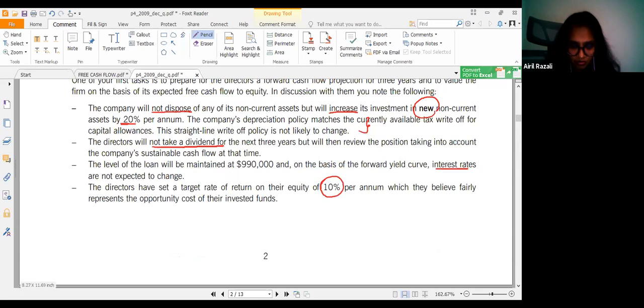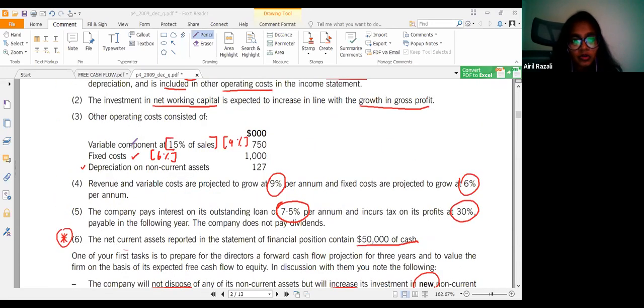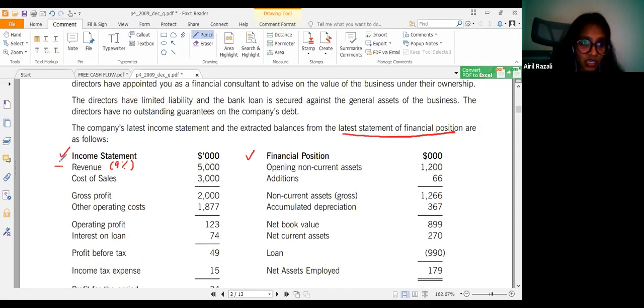Now to start this question, my advice to you, whenever you have information that is already given by the examiner, is to look at the financial statements. Your financial statement that was given to you here starts from revenue. There are two ways you can do it. Your revenue and your variable cost growth is 9%. That means your contribution will also grow by the same percentage, because revenue increases by 9% and cost increases by 9%, so your contribution will also increase by 9%.